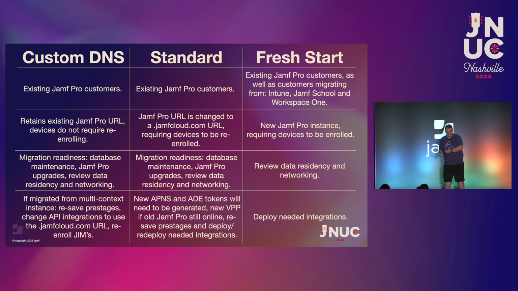And obviously, if your old Jamf Pro instance is online, you either grab a new VPP token, or you grab the existing VPP token and use it and turn off your old Jamf Pro. Again, go through and resave your pre-stages, etc., to update those URLs. And then when it comes to fresh start, deploying devices.